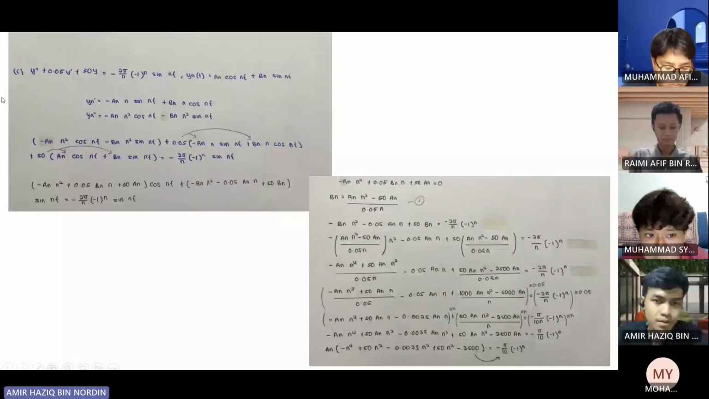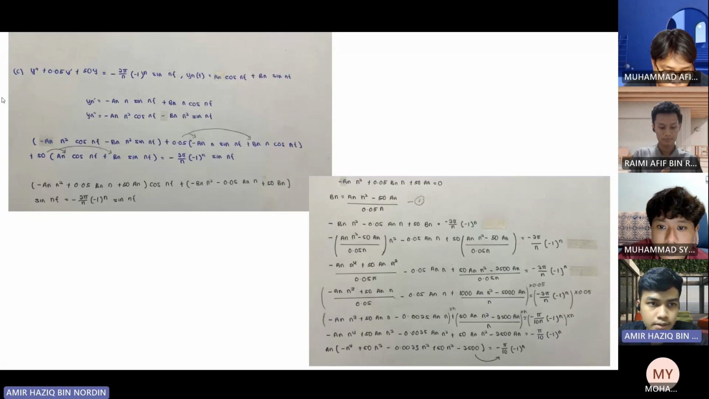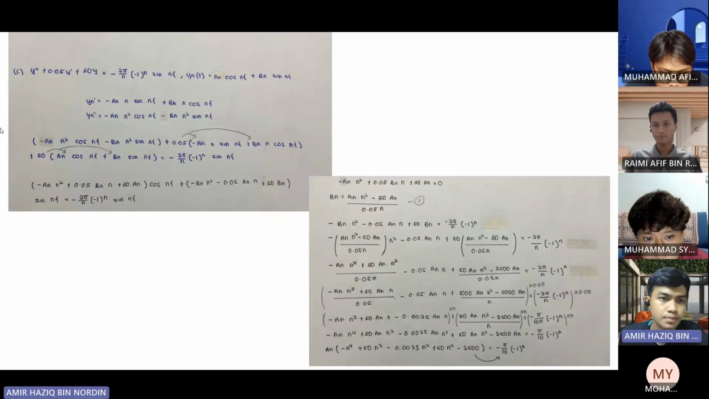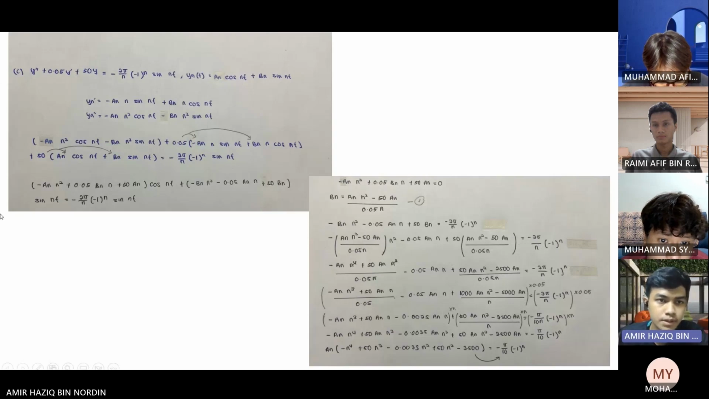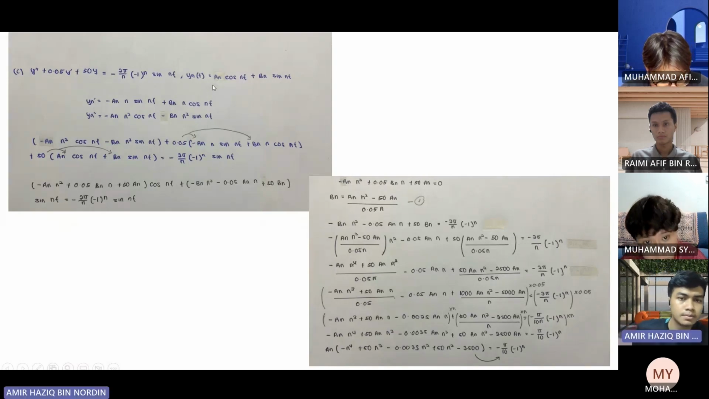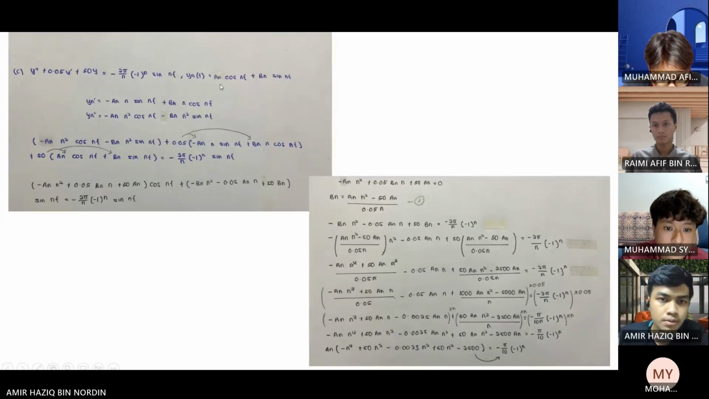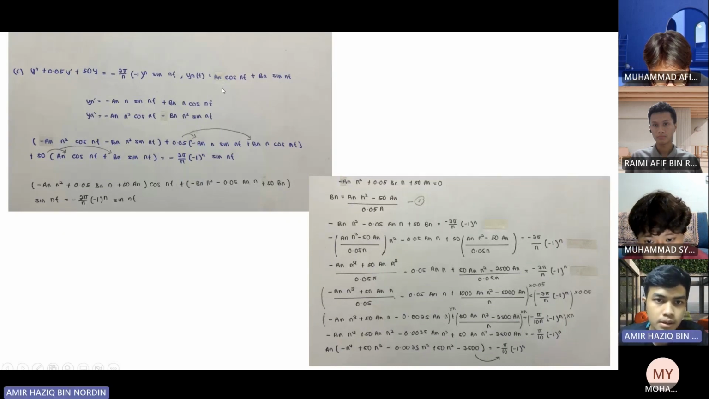Okay, for today's equation, we need to determine An and Bn for the steady state from answers A and B. From answer A, we get one ODE equation, which is y double prime plus 0.05 y prime plus 50y equals answer B, which is minus 2 pi over n times (minus 1)^n sine nt. We get one particular solution from the equation, which is an cos nt plus bn sine nt. Then from the particular solution, we need to differentiate two times, and we will get yn prime and yn double prime.